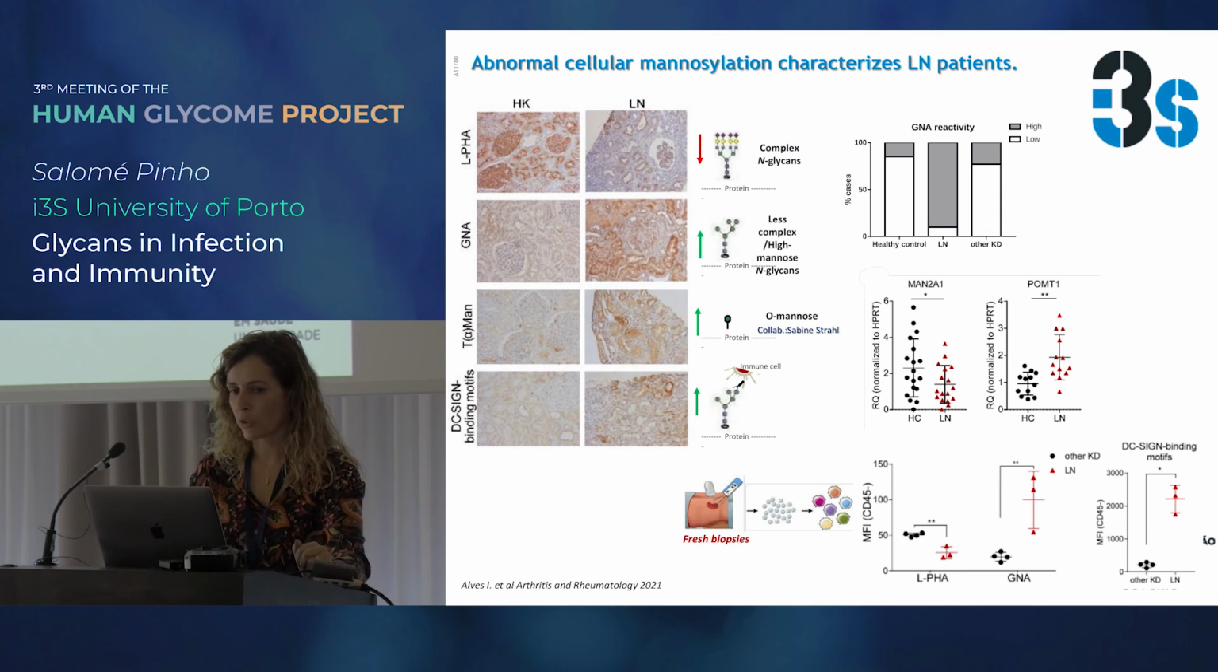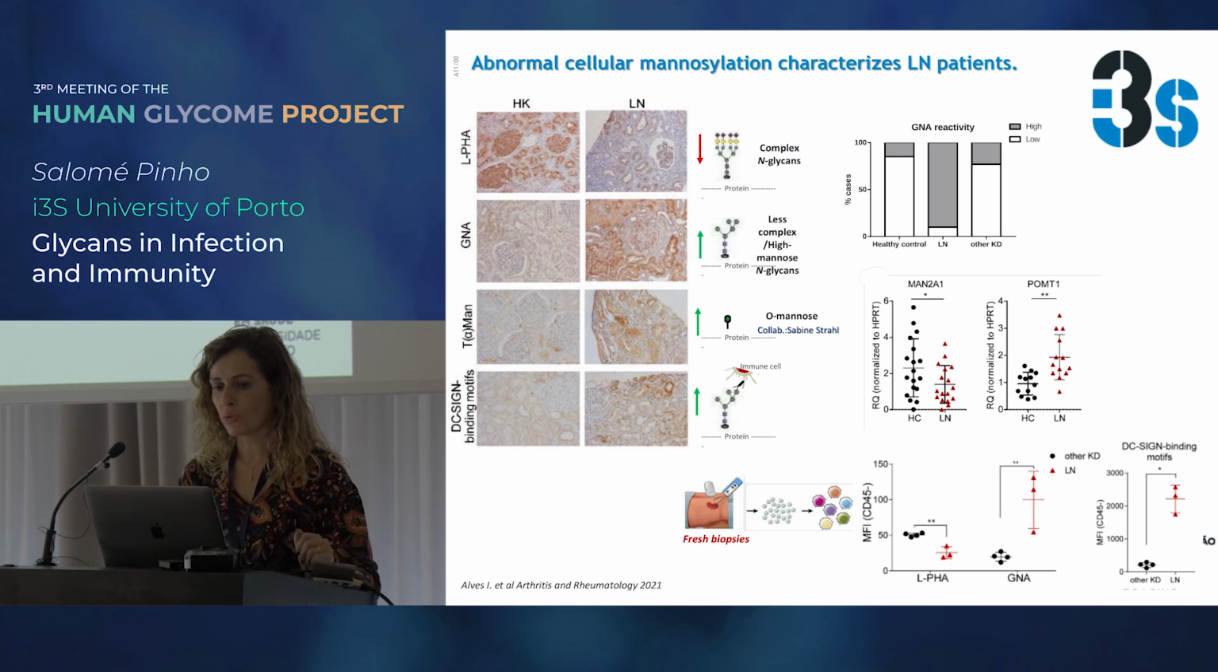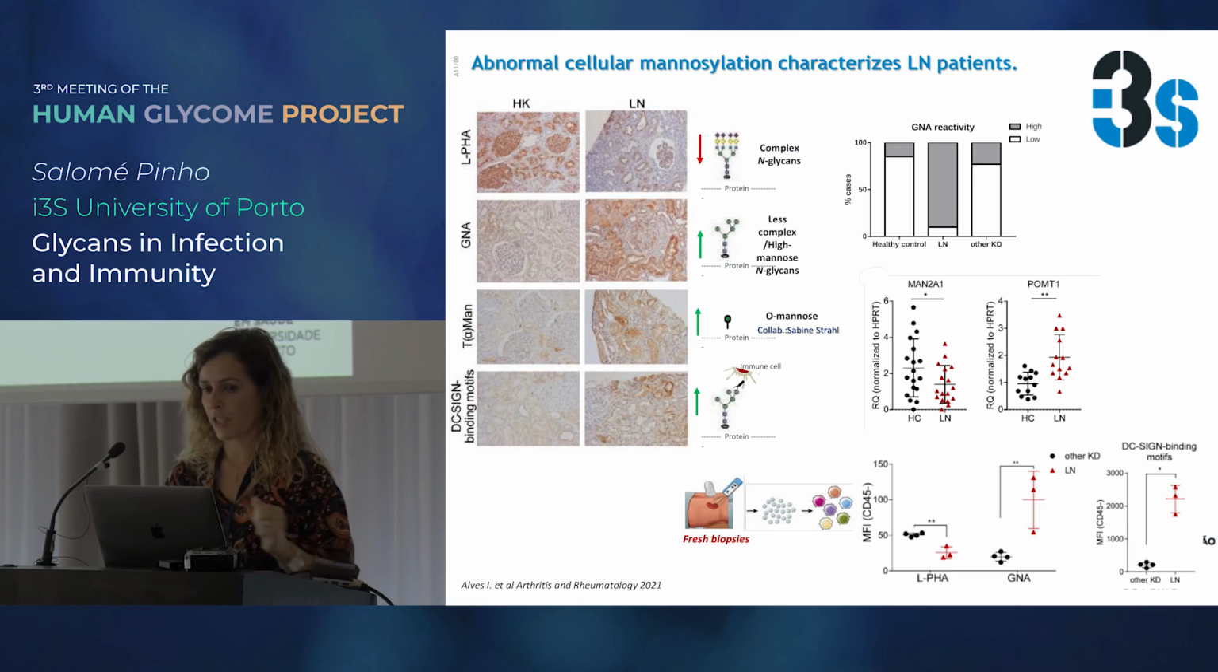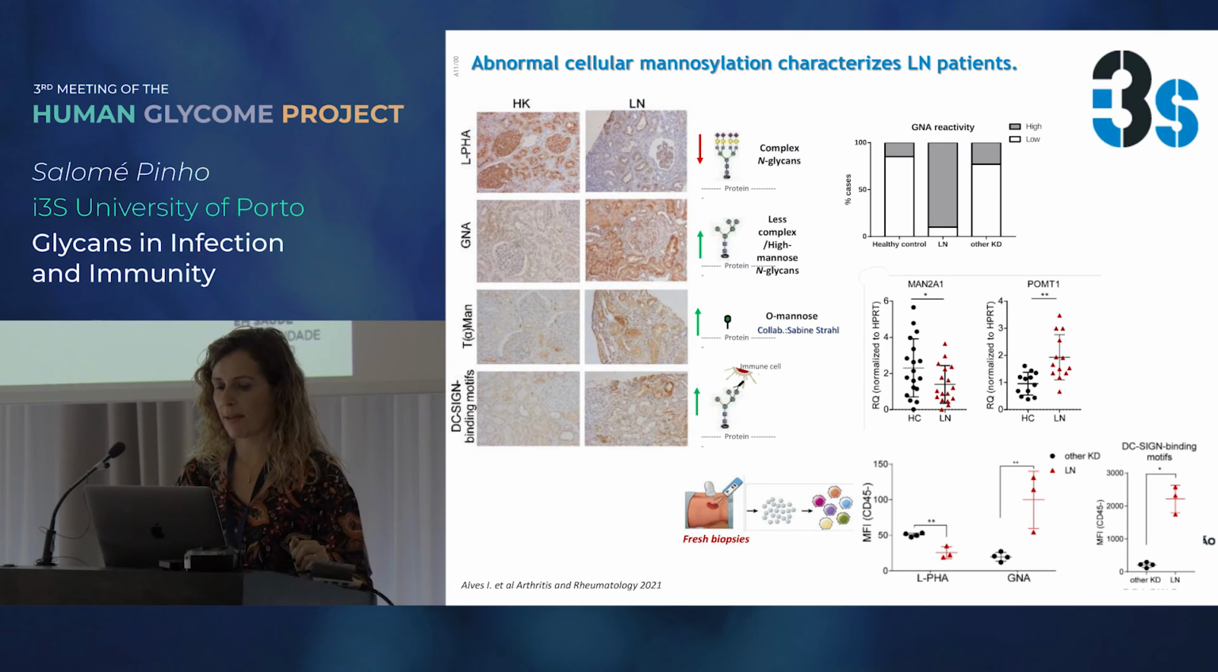So this was apparently due to a truncation of this complex branching glycosylation, because we observed at the genetic level a decrease in MAN2A1 that, together with this upregulation of POMT1, converge to promote this less complex mannose-enriched glycome profile.